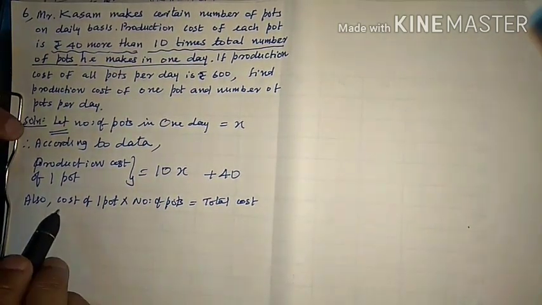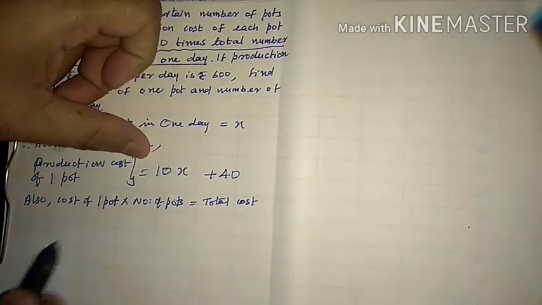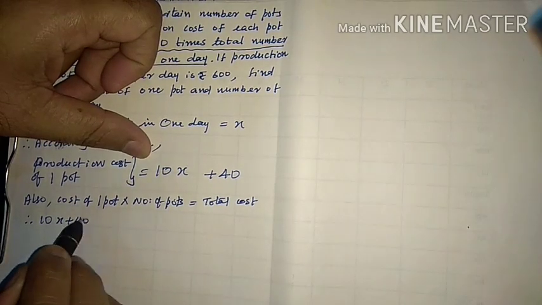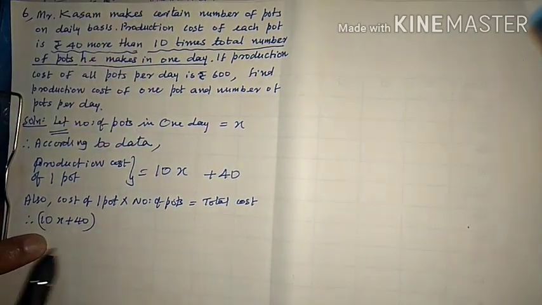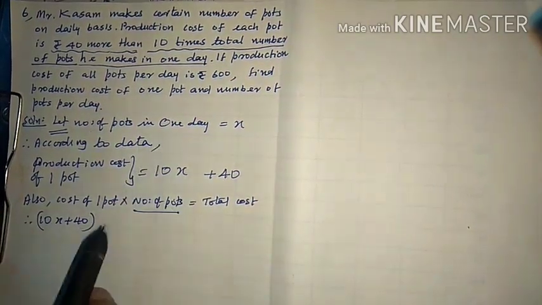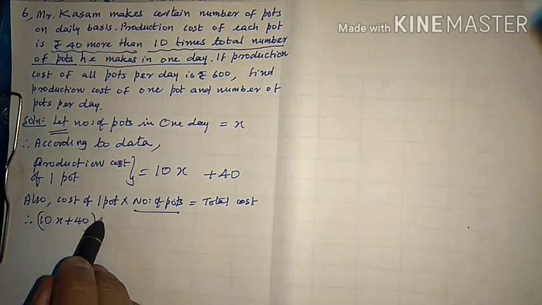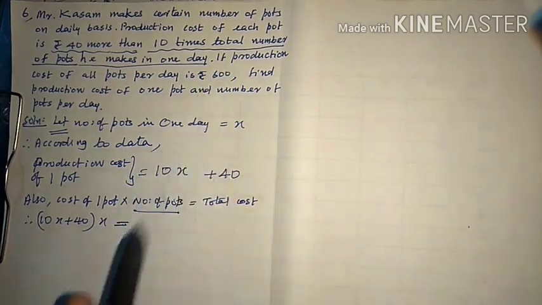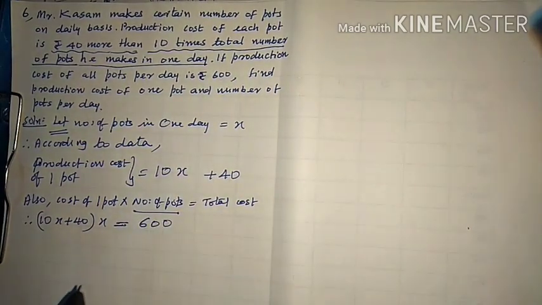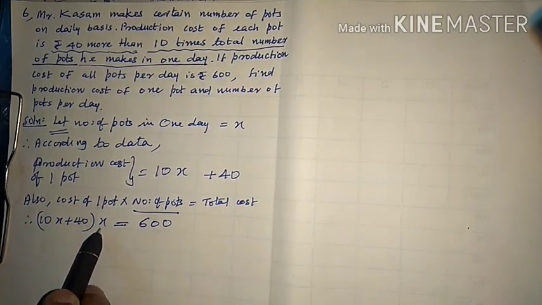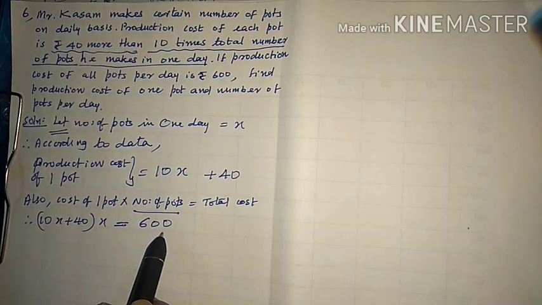So we keep it like this. The cost of production of one pot is 10x plus 40. The number of pots in a day is x. This is equal to the total cost of production, which is given as 600. The cost of one pot into the number of pots equals the total cost. We made the equation. Now it is easy.